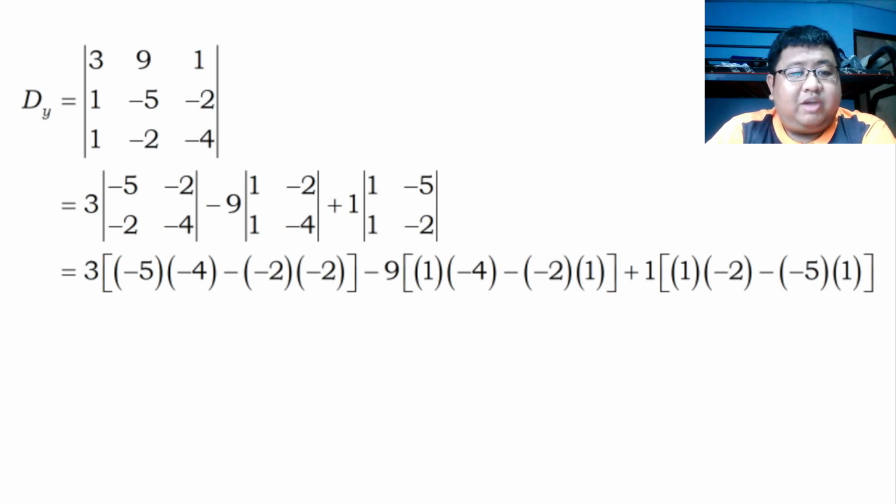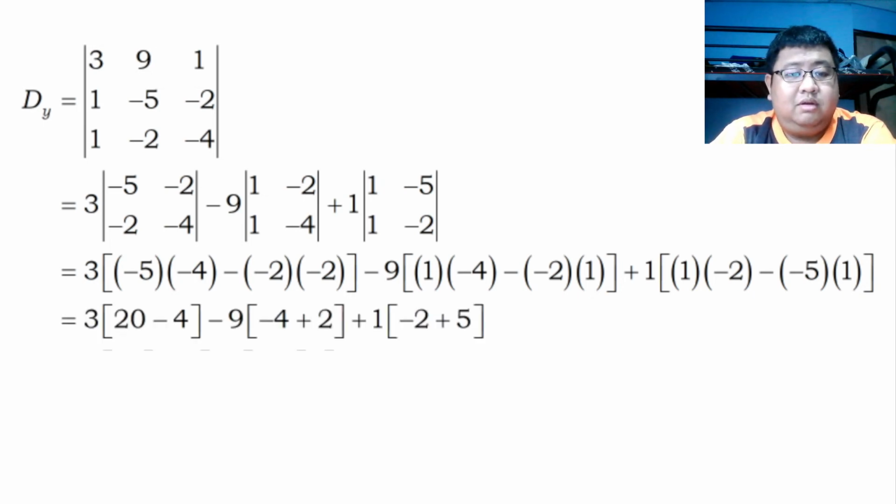Now, onto the evaluation, cross products, negative 5 times negative 4, and then negative 2 times negative 2. Here you have it. For the second determinant, you have 1 times negative 4, and then you have negative 2 times 1, still separated by minus sign. And then 1 times negative 2, and then negative 5 times 1. You separate with minus sign. Okay? Further simplification gives us negative 5 times negative 4 is 20. Negative 2 times negative 2 is 4. Pero may minus, kaya minus 4.